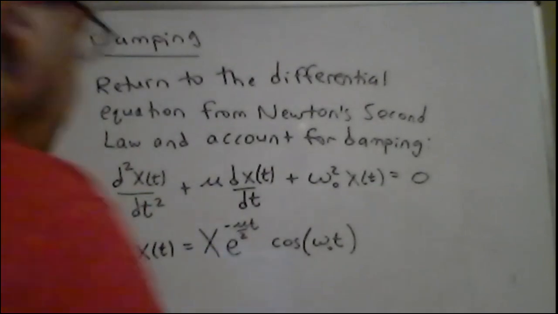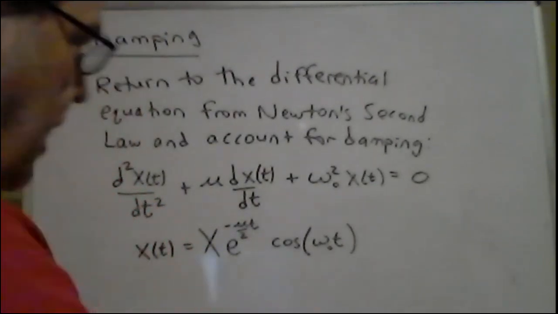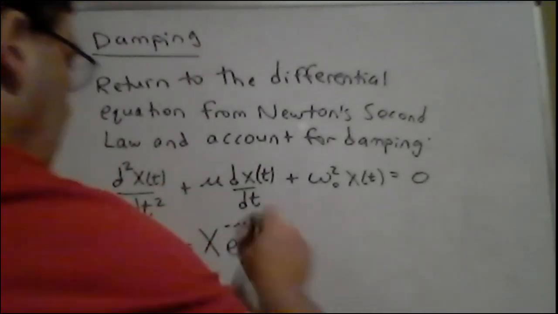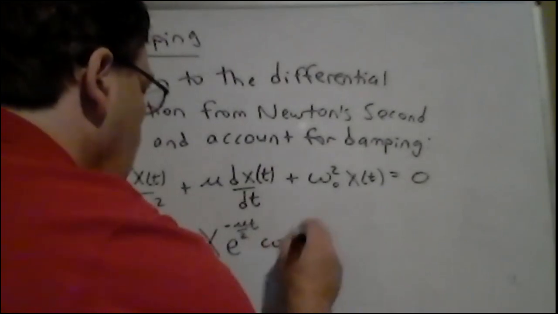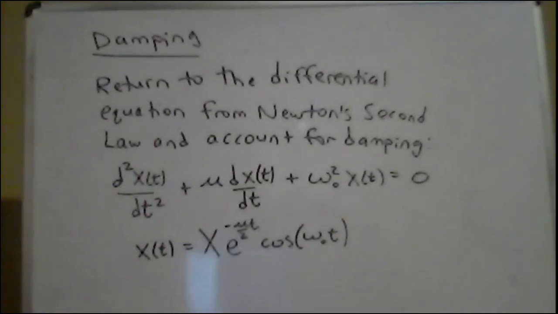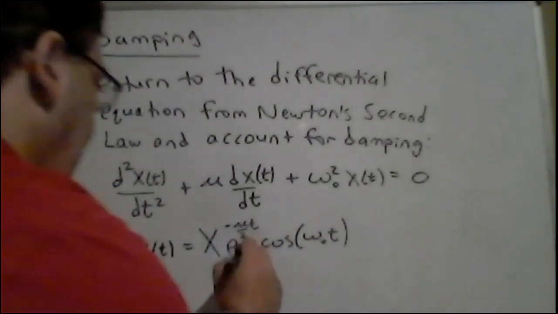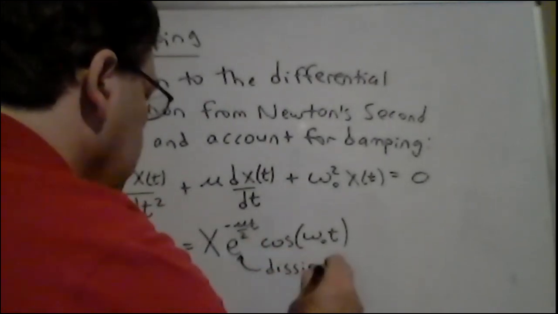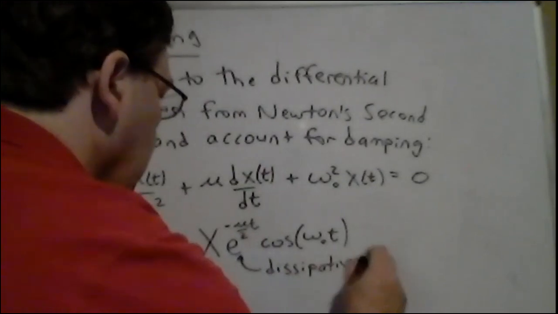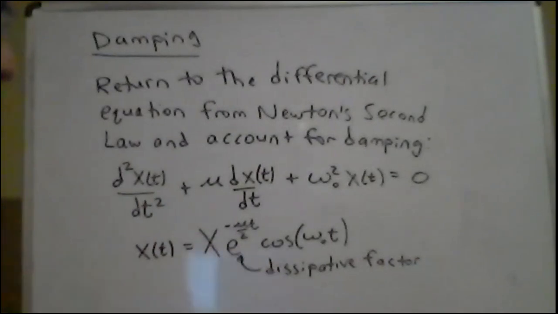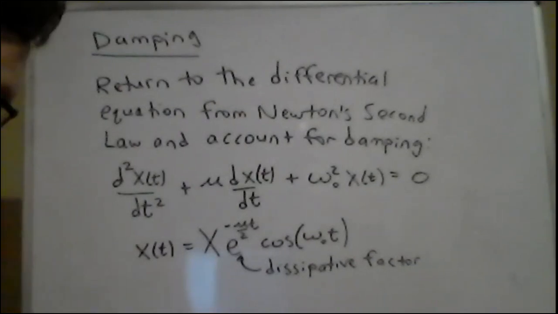Now, this is the e to the x function on your calculator. So this is basically a dissipative factor, as we call it. It looks like what I had before, but now I'm multiplying by what's called a decaying exponential.